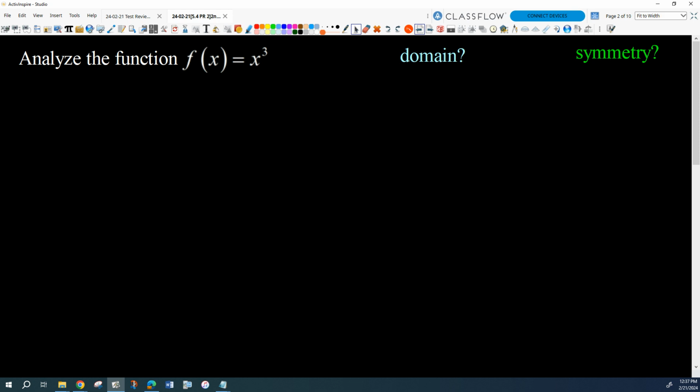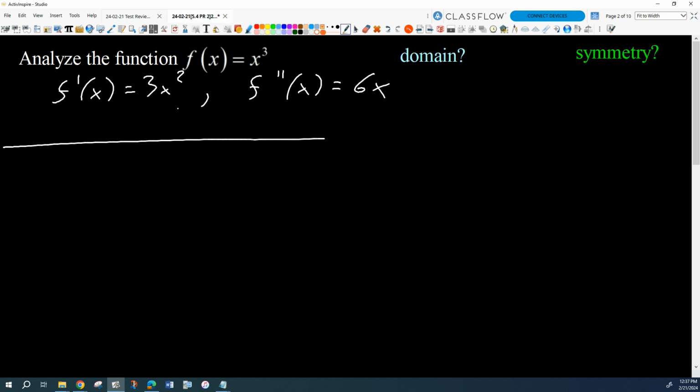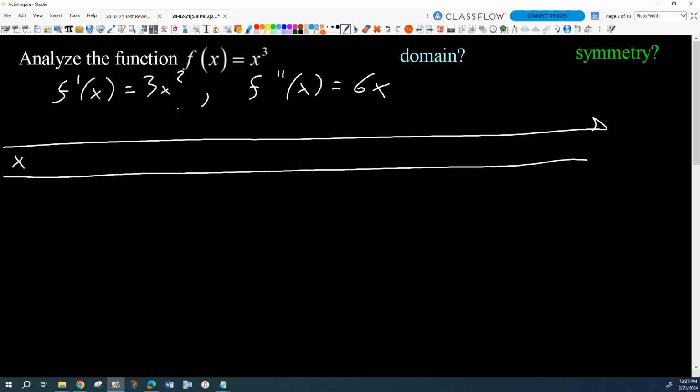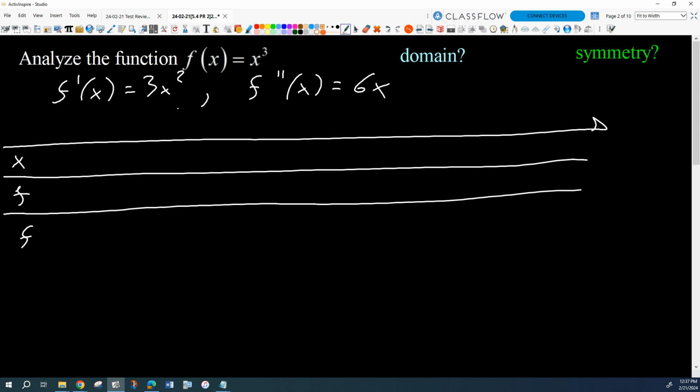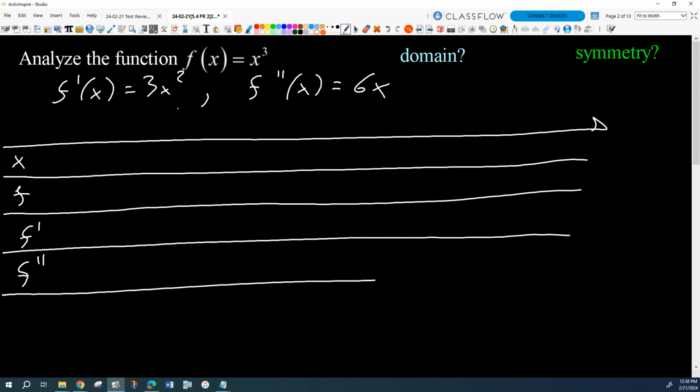So what about something like this? We know what this function looks like, x cubed, right? But how do we get that from the table? What's the derivative? 3x squared. And the second derivative? 6x. So now we've got our second derivative row on our table.